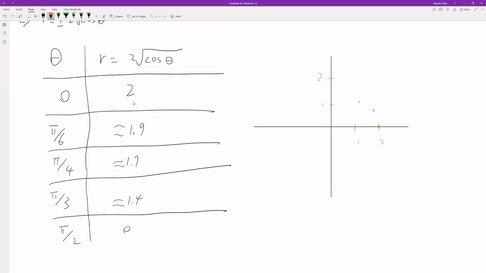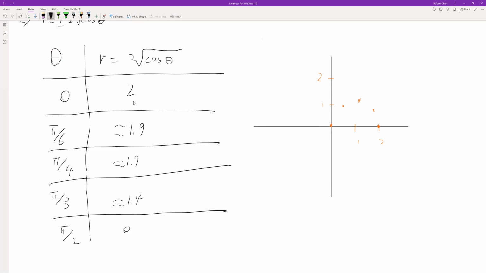All right. And then pi over 3, 1.4. So it's a little shorter, maybe about here. No, a little higher, I think. Maybe here. Okay, and then pi over 2, 0, so back to the origin. When r is 0, you're always back to the origin. Right? So we see this shape like the top half of an egg, right?